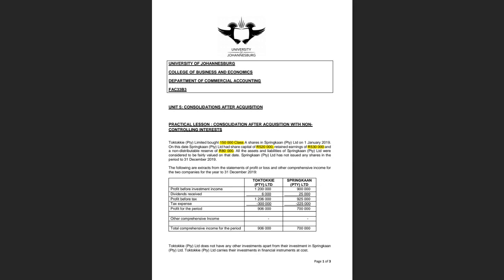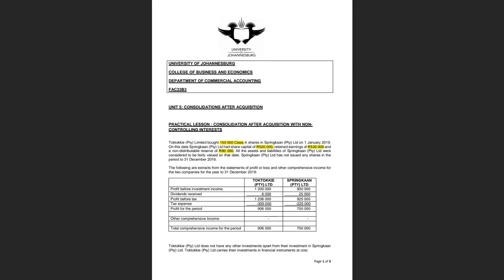On this date, SpringCon had share capital of 520,000 and retained earnings of 530,000. There was also a non-distributable reserve of 80,000. All the assets and liabilities of SpringCon Pty Limited were considered to be fairly valued on that date. SpringCon Pty Limited has not issued any shares in the period to 31 December 2019.